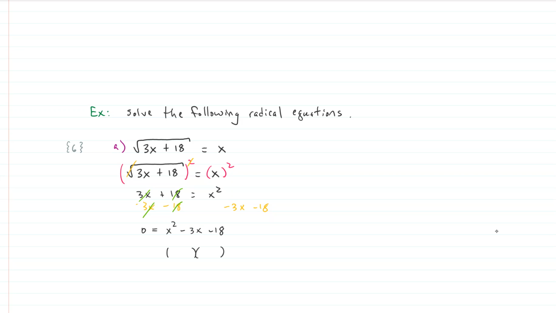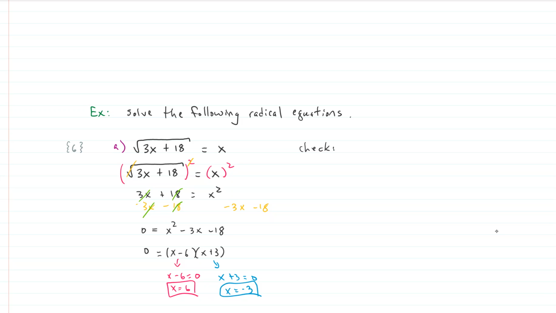Factors of negative 18 that add to negative 3. That would be negative 6 and positive 3. When we solve both of these, set both of these equal to 0, we get x minus 6 equals 0. Take the negative 6 to the other side, and we get x equals positive 6. There's one answer. Now we do that for x plus 3 equals 0. We subtract 3 on both sides, and we get x equals negative 3. So we have two solutions here, and we need to check both of them.